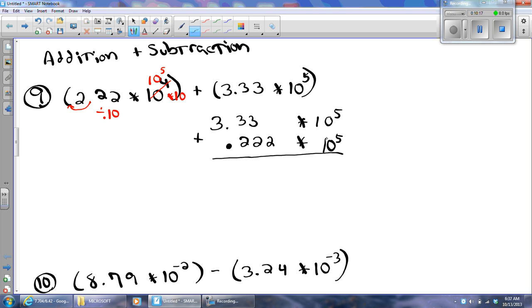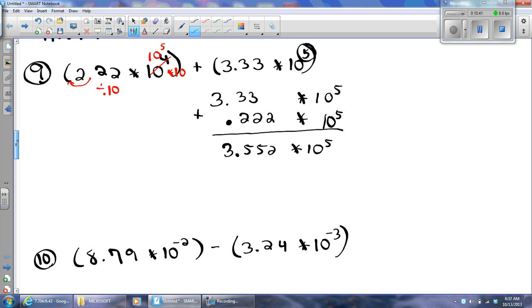And I'm going to get 3.552 times 10 to the fifth. If I would have chosen to move this decimal point to change the 5 down to a 4, it would have been like the last couple problems where my decimal would have been larger than 10 and I would have to convert it down a little bit. Not a big deal, just an extra step.